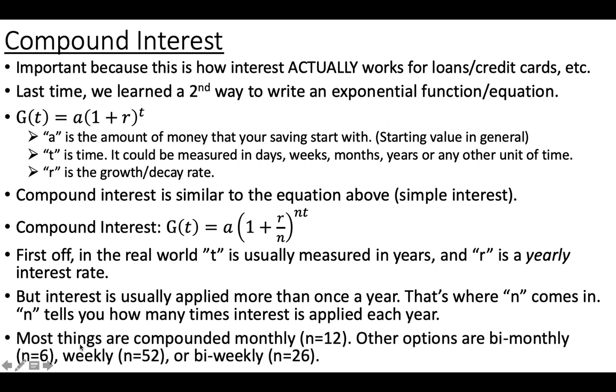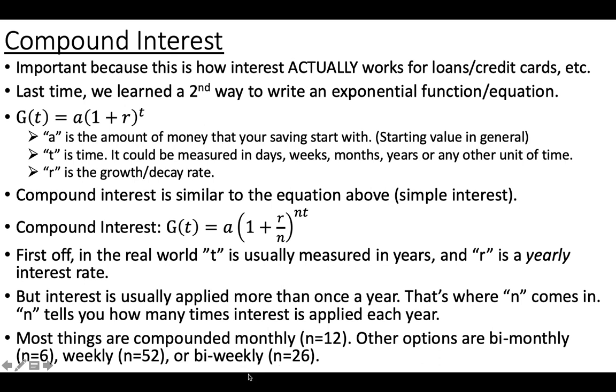Most things like car loans and mortgages and credit card stuff are compounded monthly. So once a month, there's 12 months in a year, so N is 12. There are other options like bi-monthly, which means you're only paying every other month, so then N would just be 6. Or there's weekly. There's 52 weeks in a year, so if it's weekly, then N is going to be 52. Or you could do bi-weekly, every other week, and then N would be 26.